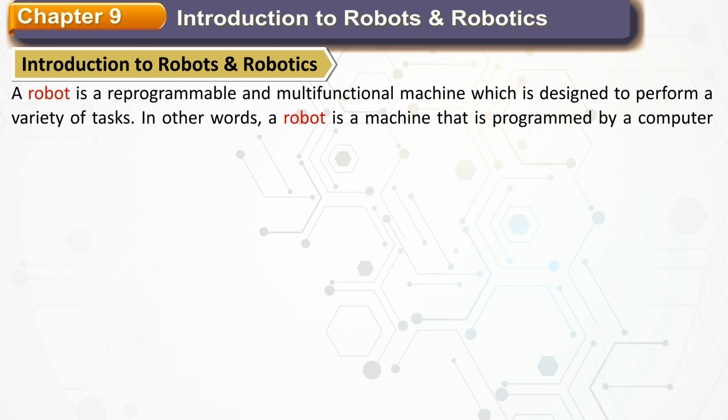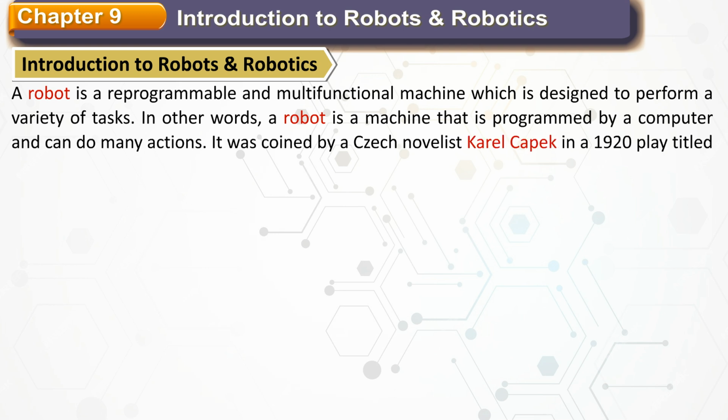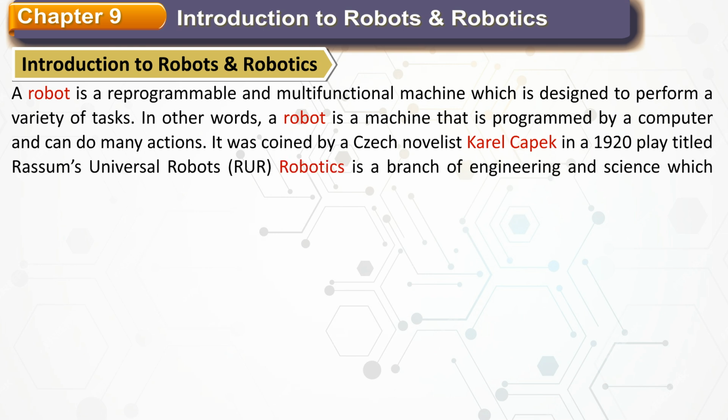In other words, a robot is a machine that is programmed by a computer and can do many actions. The term was coined by a Czech novelist Karel Čapek in a 1920 play titled Rossum's Universal Robots, RUR.